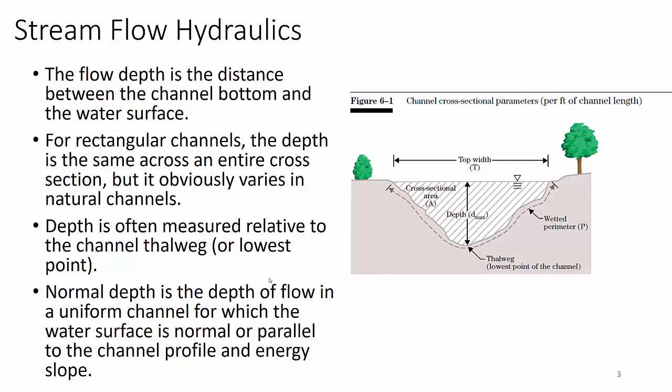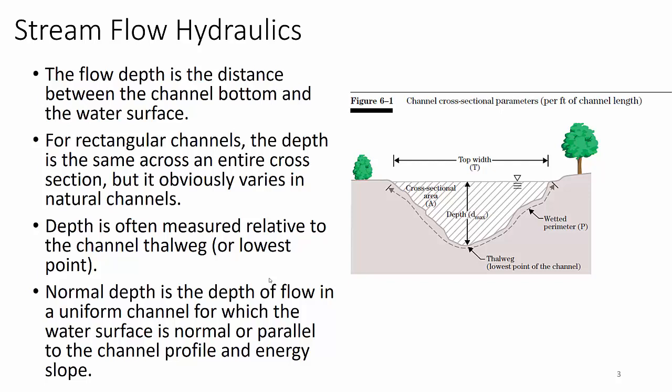For rectangular channels, the depth is the same across an entire cross-section, as you know. And those are channels we design. They don't exist in nature. But it obviously varies in natural channels. Depth is often measured relative to the channel thalweg, which we know as the valley way. It's the lowest point of the channel.